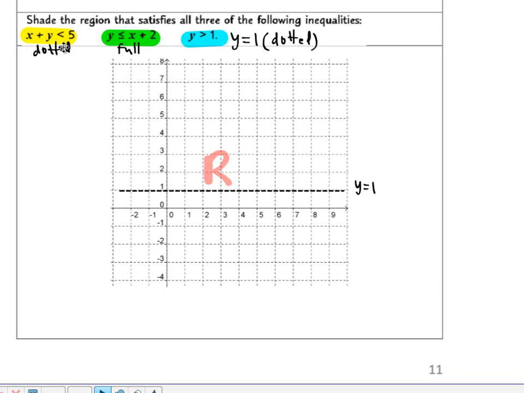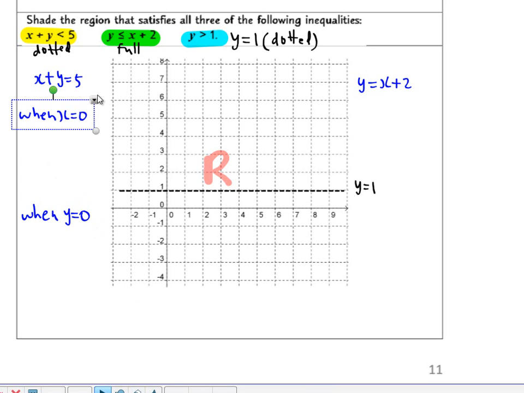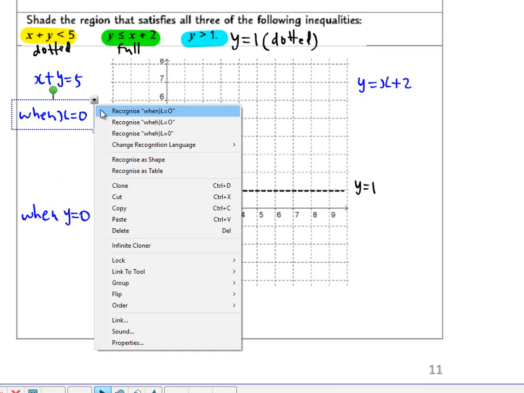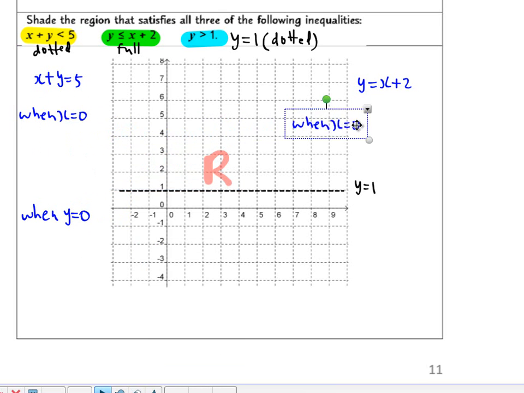Now, the next two lines we need to draw are x plus y equals 5, so I'm going to put that one there, and y equals x plus 2. I'll put them on two sides. Now, how do you draw these lines? Remember, we need to do when x equals 0 and when y equals 0. We need to find the coordinate of y when x equals 0, and we do the same thing for both equations so that you can get two coordinates.